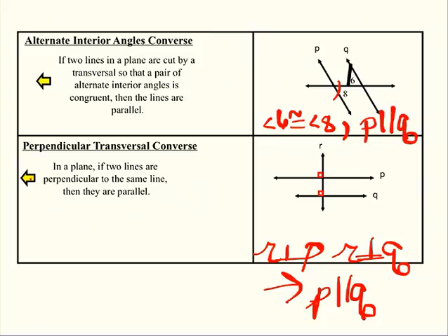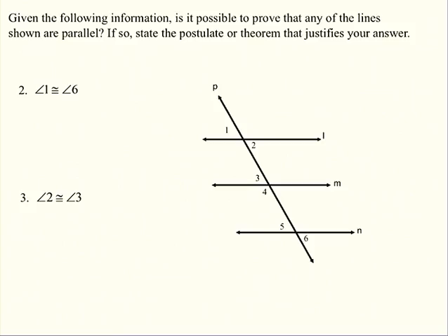So now what we're going to do is we're going to go ahead and we're going to apply some of these. So for this first one, it gives us that 1 is congruent to 6. So how are those two related?